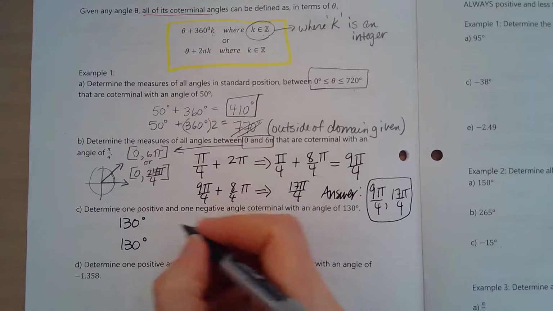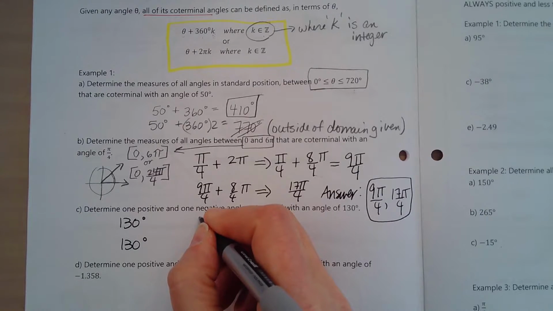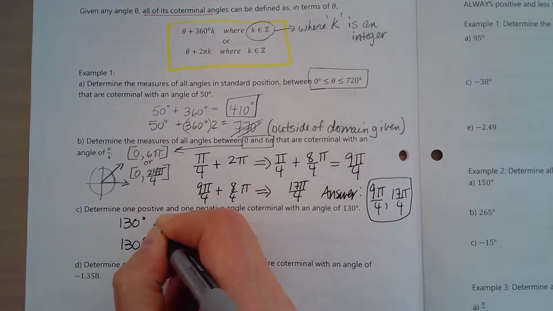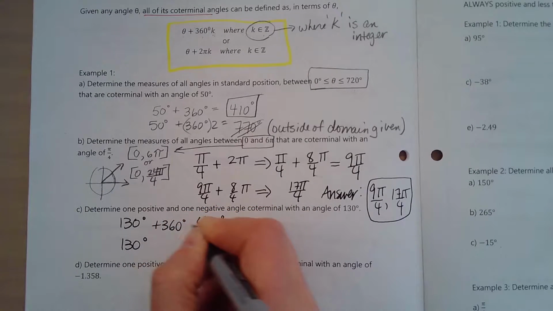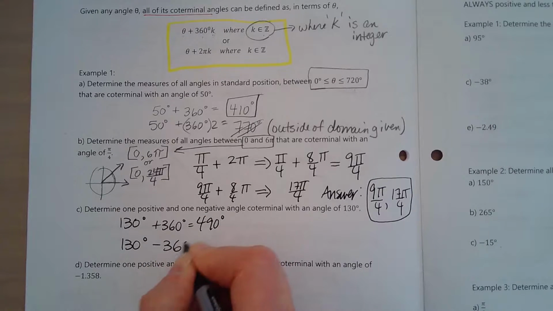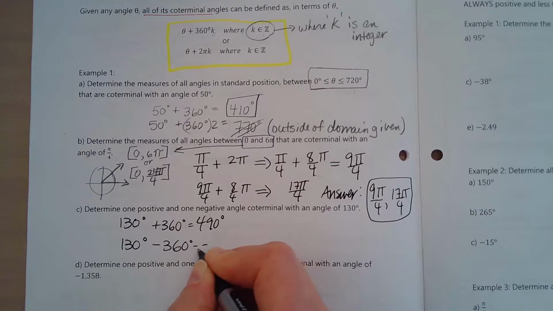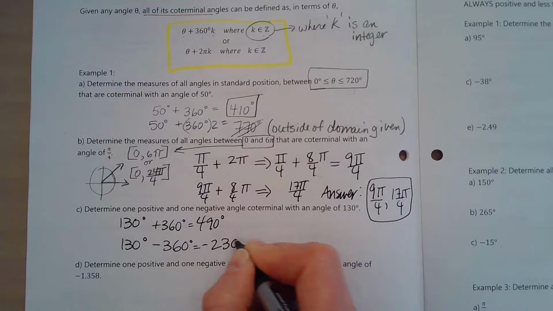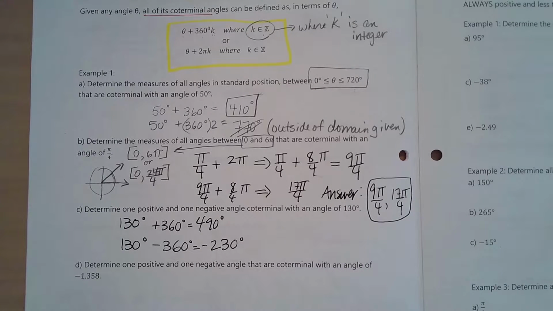Okay, what's a positive? 490. That's what I got too, so hopefully you got that. And a negative? Minus 230, right? Perfect. That's it. One positive, one negative. Okay, what about this?